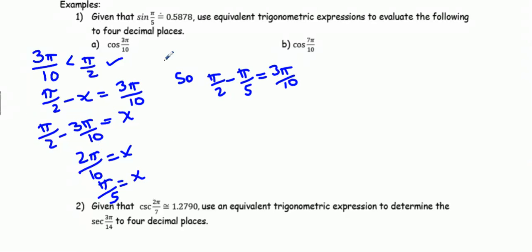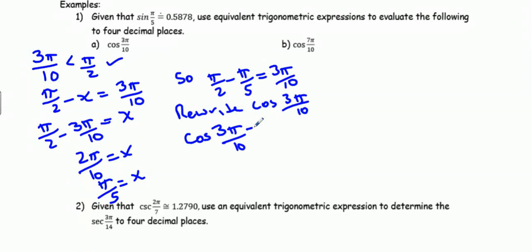I go back to this original expression here. Pi by 2 minus x equals this. I found out what x was. It's pi by 5. So I'm putting it in here. So now I can rewrite cos 3 pi by 10. So I know that cos 3 pi by 10 is going to equal the cos of pi by 2 minus pi by 5. With me? So I've just rewritten that because I know that this is true up here.